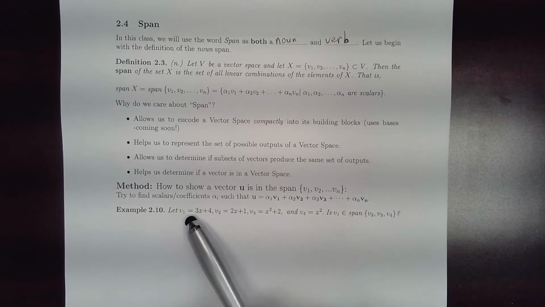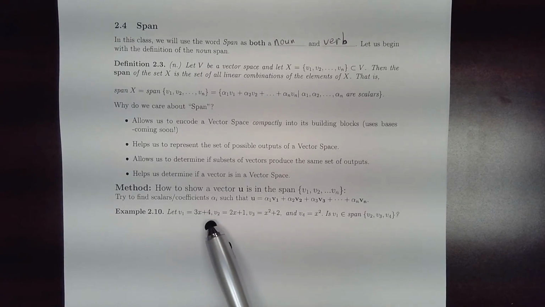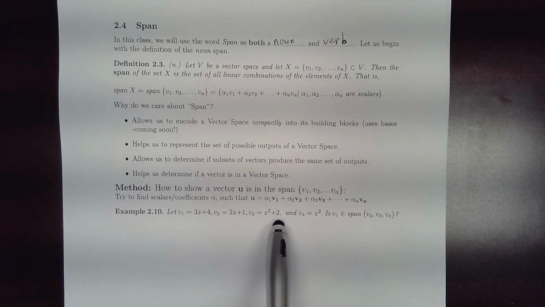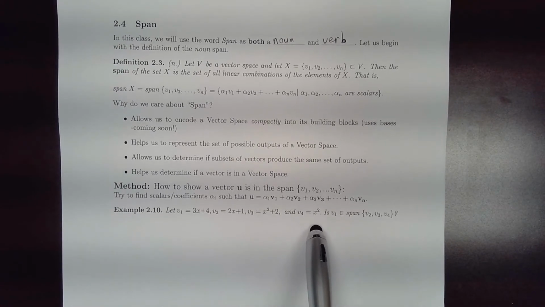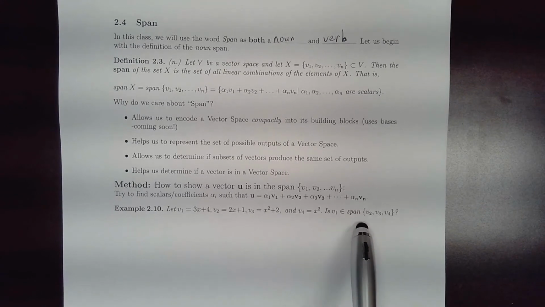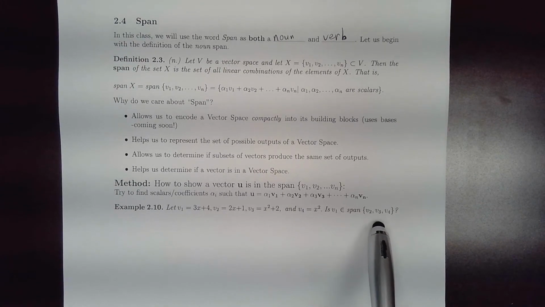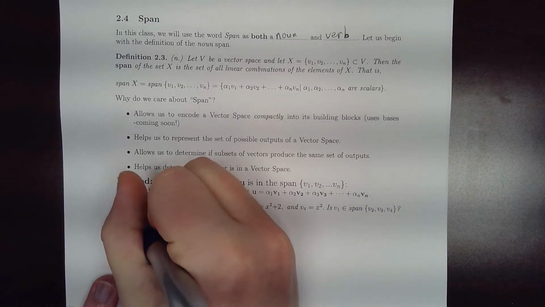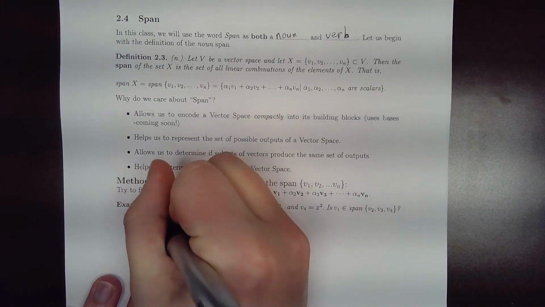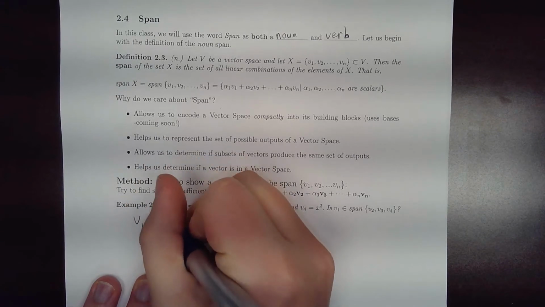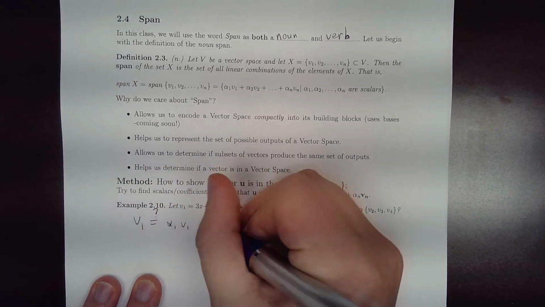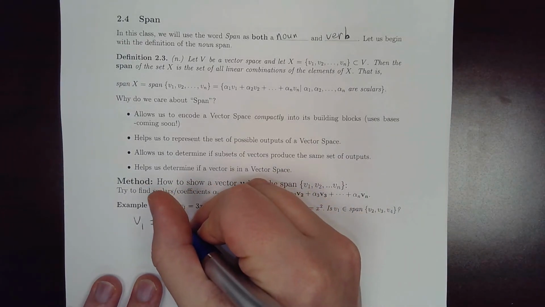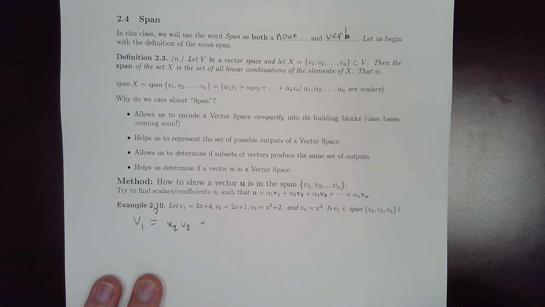So we're going to let V1 be equal to 3x plus 4, V2 equal 2x plus 1, V3 equal x squared plus 2, and V4 equal x squared. We want to know if V1 is in the span of V2, V3, and V4. In other words, the question we're asking is, is V1 equal to some alpha 1 times V2, we're going to call it alpha 2 just for posterity's sake.